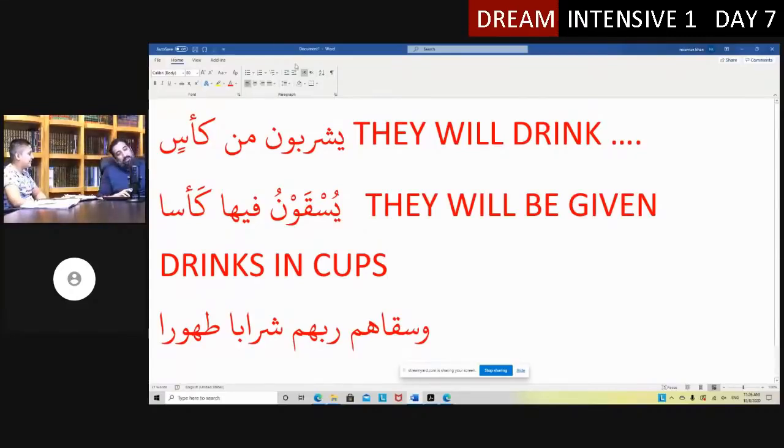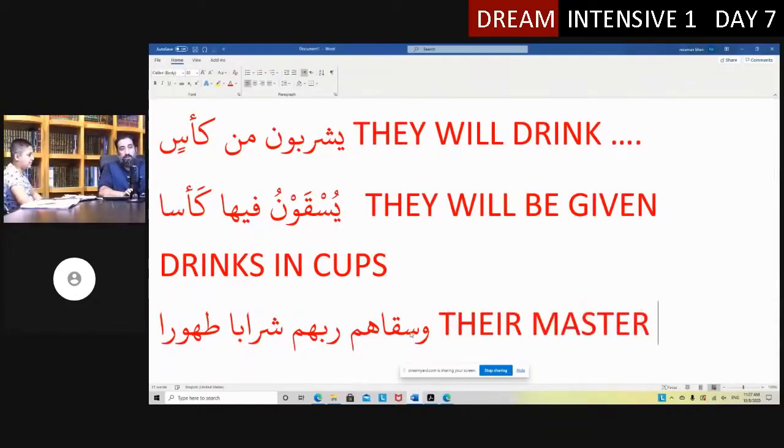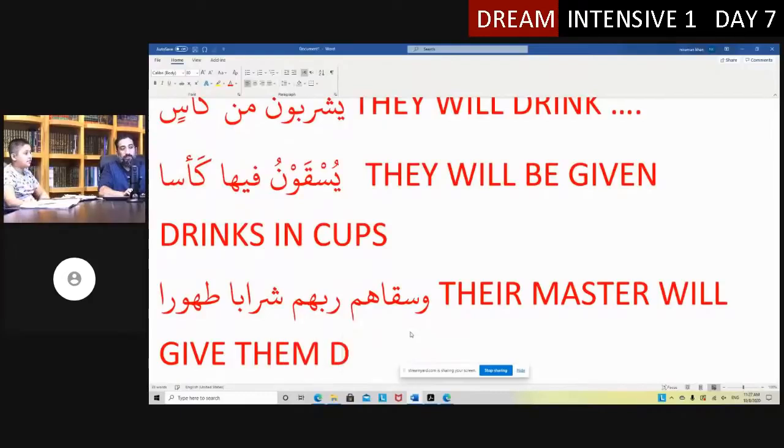Then comes the third part in the same surah, Surah Al-Insan. He says, وَسَقَاهُمْ رَبُّهُمْ شَرَابًا طَهُورًا. Their master will give them drink. Whew. Allah himself will serve drink. Allah will give drink to his believers. That's an upgrade not available in this world. So even something like drinks becomes incredible in Jannah because of who's giving it to you.